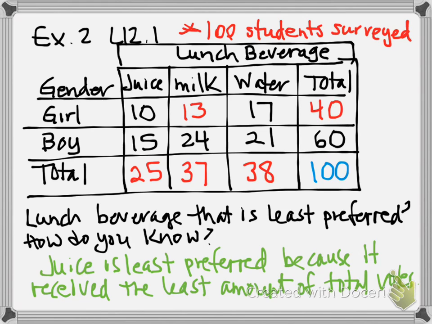But if we took 6 away from the boys and milk and 6 away from the boys and water, would we still have water being the most preferred? So if we took away 6 from water on the boys, that would give us 15, and 15 and 17 would give us a 32. So let me just kind of put that here. And then if we took away 6 from the milk in boys, that would give us, what, 18? And then that would give us, oh, look at that. It would be so neck and neck, okay?